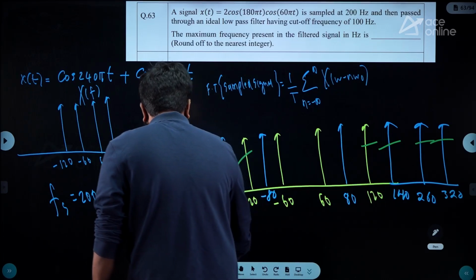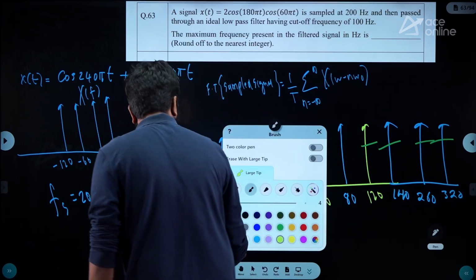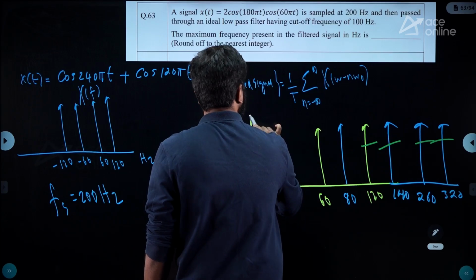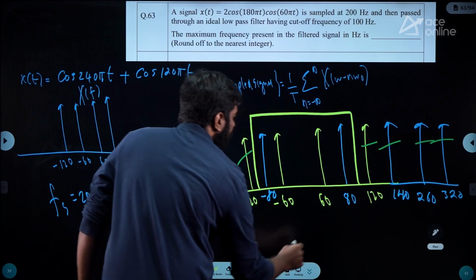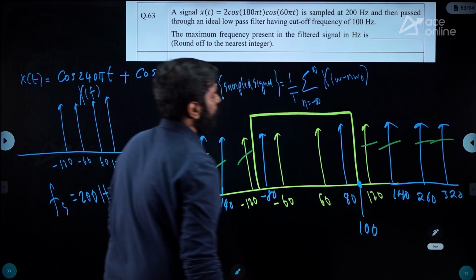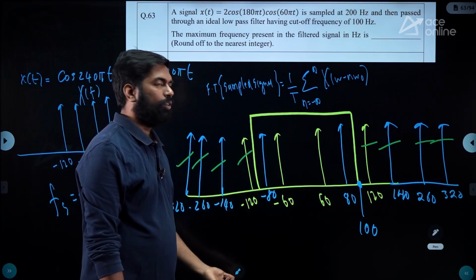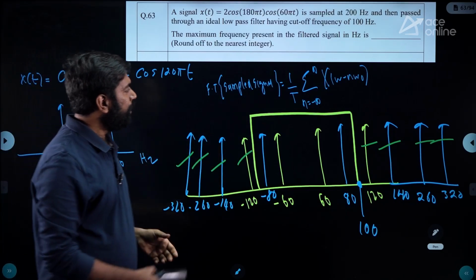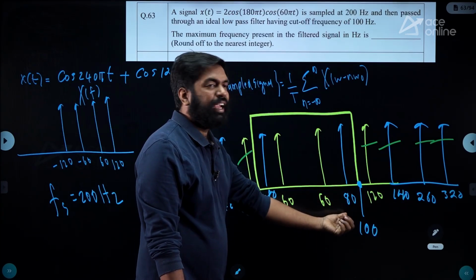So better what we do is we imagine one low pass filter. This is a low pass filter whose cutoff frequency is 100. Whichever impulses are within this band, only they are seen at the output, and all the remaining are rejected by this filter. So what would be the output? In the output you have an impulse at minus 80, minus 60, 60 and 80.